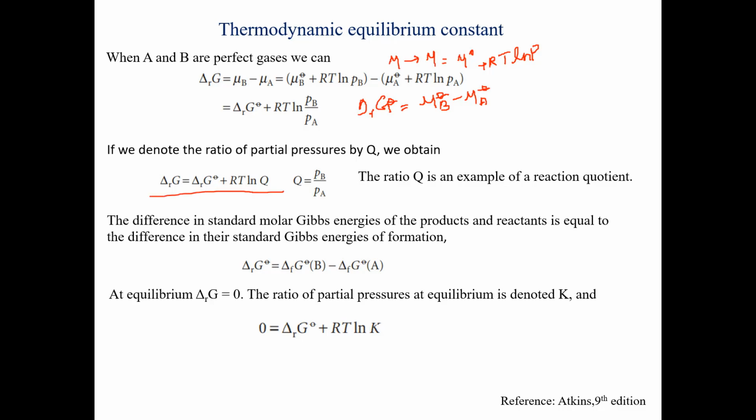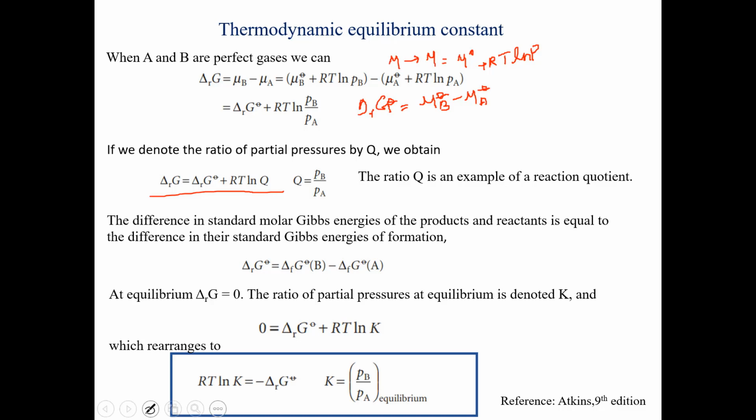We are substituting the value of 0, and instead of reaction quotient, that is the ratio of partial pressure of B to partial pressure of A, it changes to equilibrium constant K. So, the equation becomes 0 equal to delta RG0 plus RT ln K. Now we are rearranging the equation, and we get RT ln K equal to minus delta RG0. With this background, we are going to solve the question.